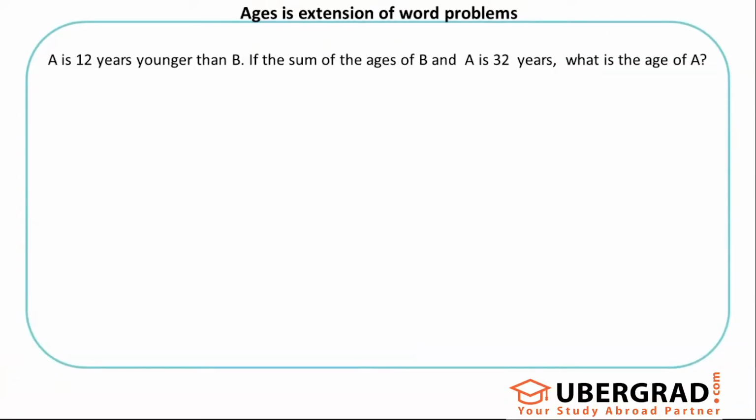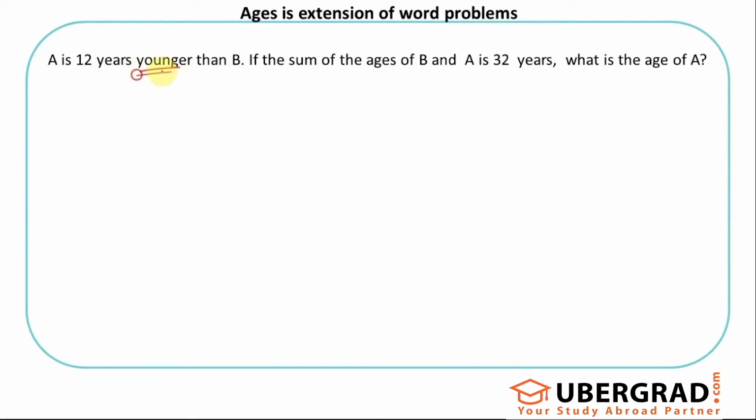So as we said, ages is basically an extension of word problems. It's just about focusing on the ages. We still take a couple of variables, or maybe more than that depending on the question, and then use the clues, write the equations, solve the pair of linear equations or maybe a set of linear equations, and get the unknowns.